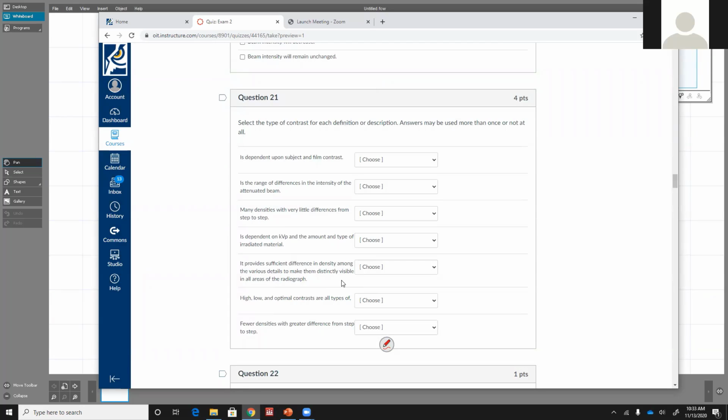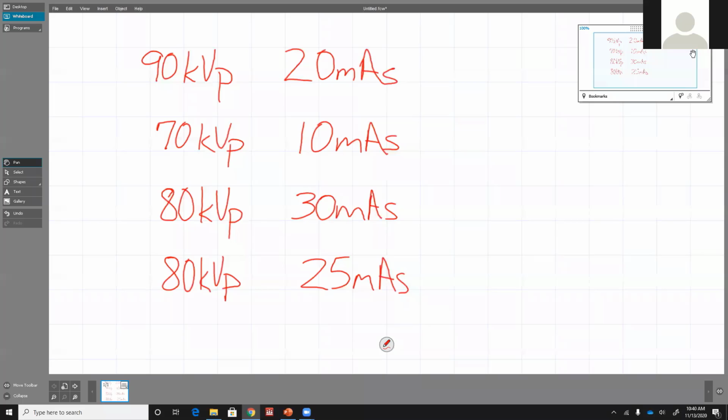Optimum. High, low, and optimal contrasts are all types of radiographic contrast. Fewer densities with greater differences from step to step, it's going to be high contrast. High contrast, yeah, right there. Okay, so whenever it's asking contrast, you don't even look at the mass. It has nothing to do with it. It's going to be KVP: high KVP, low contrast; low KVP, high contrast.